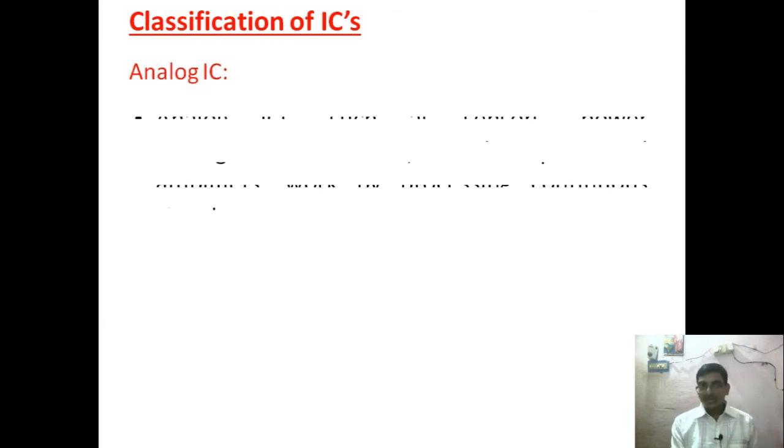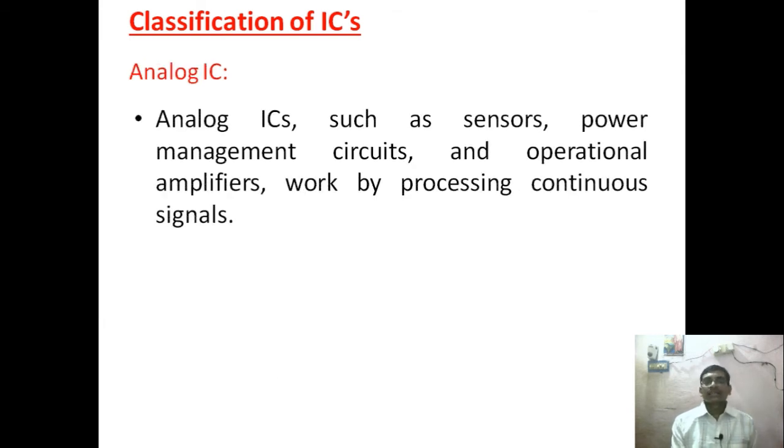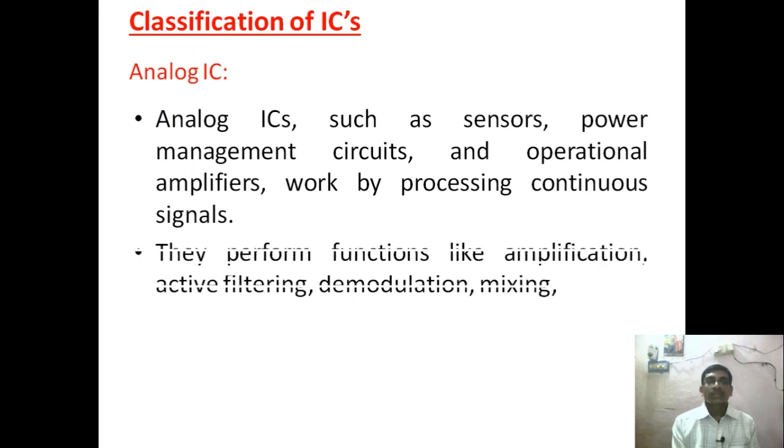So when we go for analog ICs, such as sensors, power management circuits and operational amplifiers, they work by processing continuous signals. Analog in the sense continuous signals. Like our sinusoidal signals, which vary continuously, and these signals are processed by the analog ICs. They perform functions like amplification, active filtering, demodulation, mixing, etc.